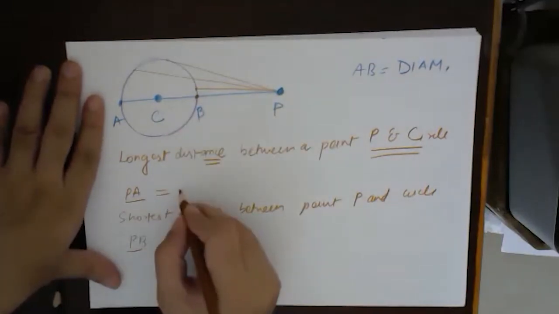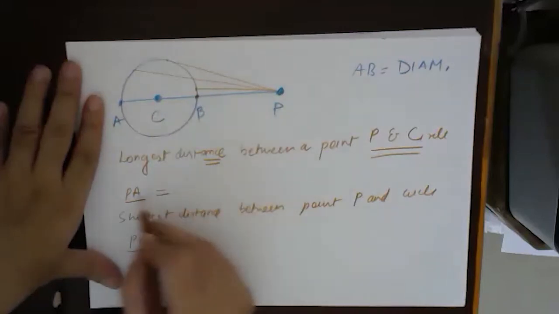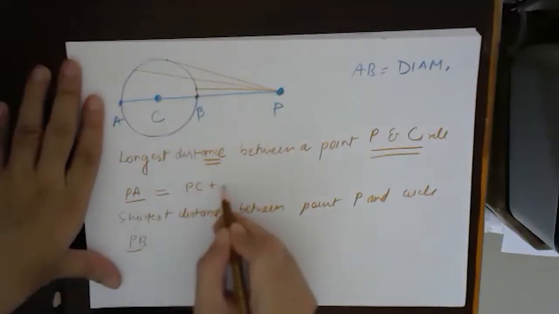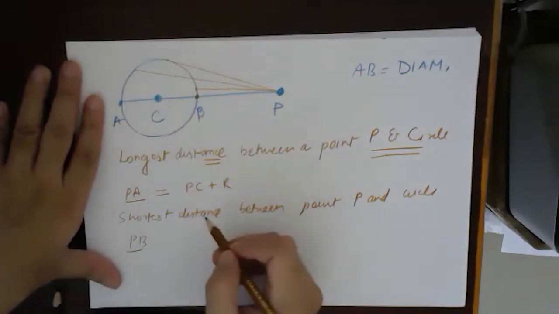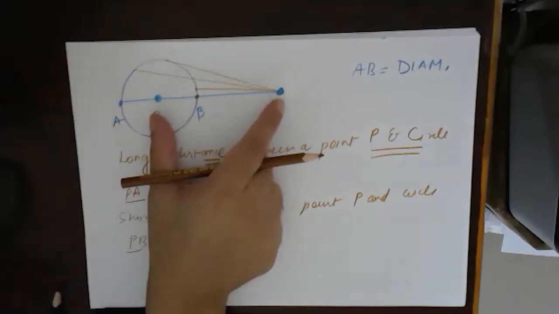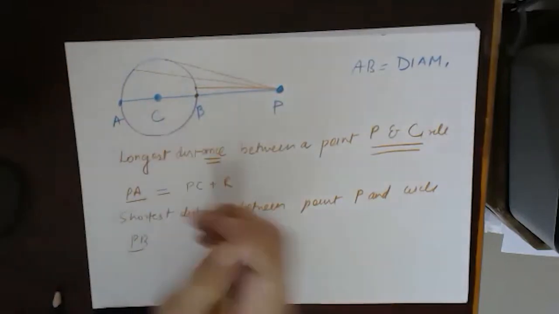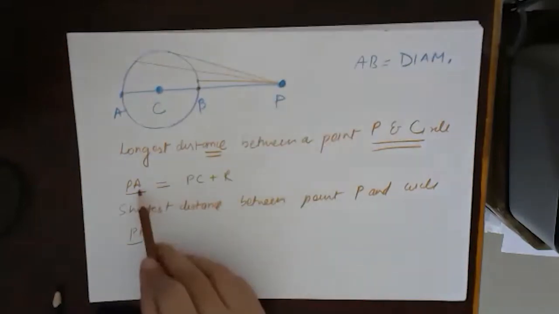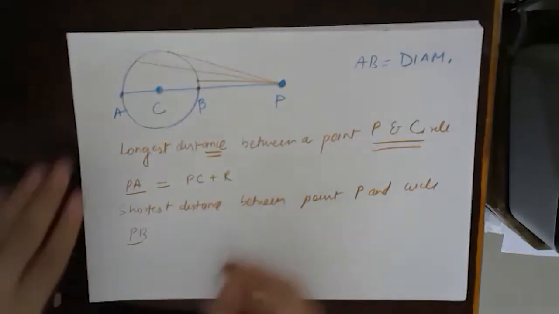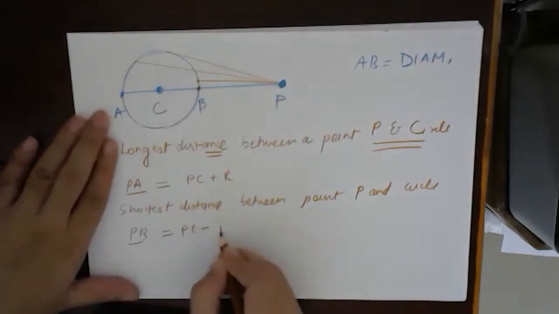PA is nothing but this, and C is the center of the circle, P is the point. So PA is nothing but PC plus radius. PC is the distance between the point and the center. The circle will be given, the center is given indirectly, and the point is already given. So PA is equal to PC plus R, and PB is equal to PC minus R.